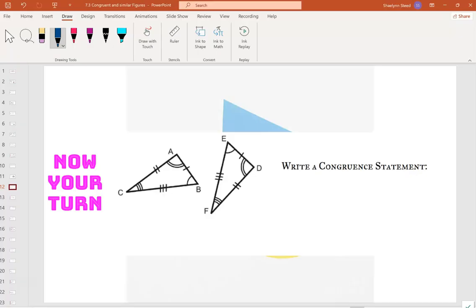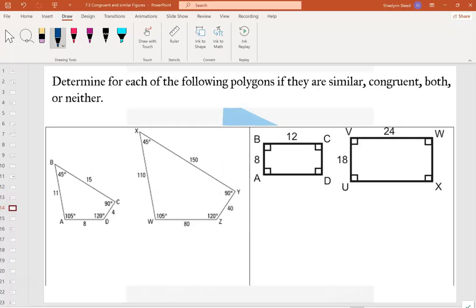Write the congruent statement given the figures. And then we will meet back together on determining if polygons are similar, congruent, both, or neither.